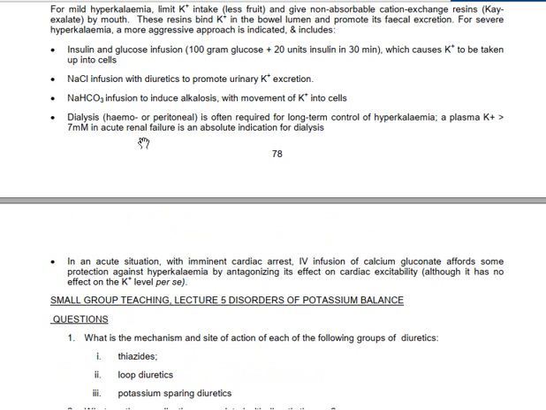Now dialysis is the last method of resort, and it is used when the plasma potassium ion level is greater than 7 milliequivalents per liter. Is it clear? And you use it in a case where you have a patient with acute renal failure or in a patient with chronic renal failure. Is it clear? That's when you use dialysis. It can be hemodialysis or peritoneal dialysis.